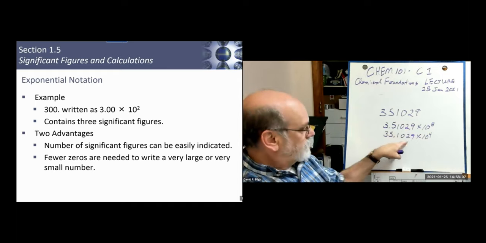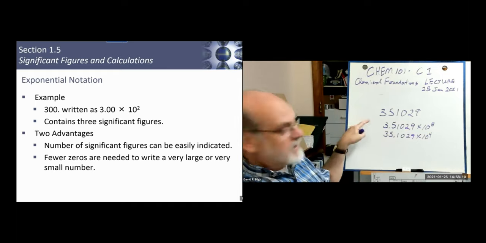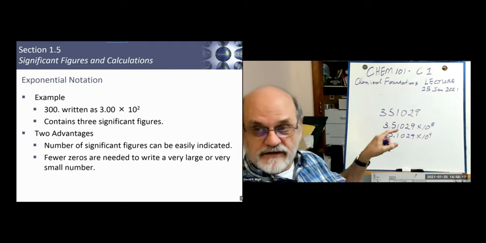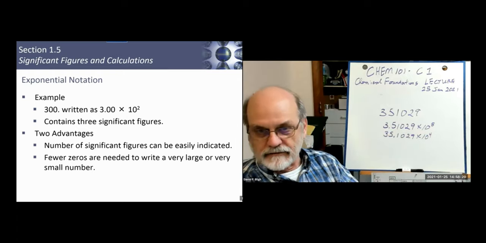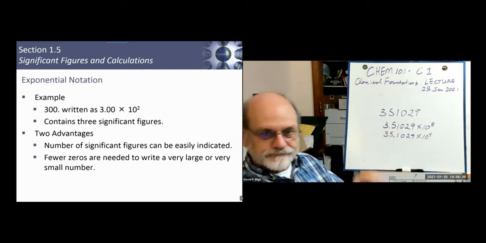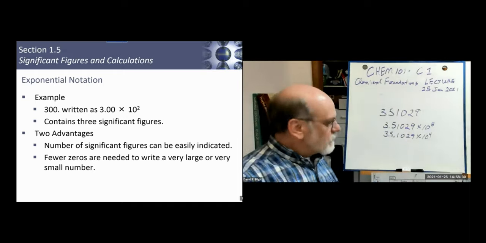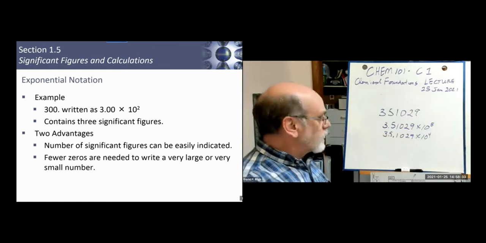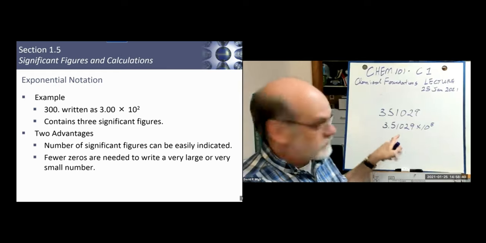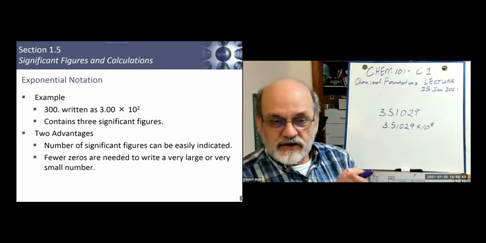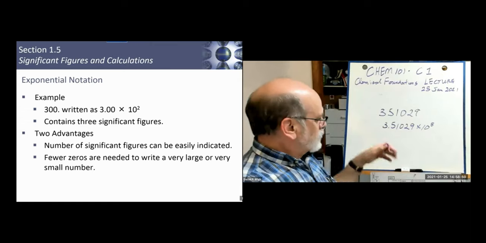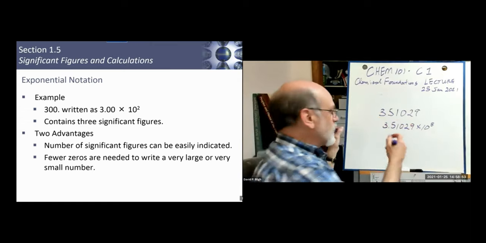But this is exponential notation, and that is scientific notation. What's the difference? Scientific notation says that the coefficient has to be between 1 and 10, right? That one's not scientific because that's 35. It's greater than 10, right? So there are two advantages to writing it this way, and we're going to focus on exponential scientific notation like that. The advantage is you can write very large numbers or very small numbers in a convenient format. So this is a large number. We did it. Let's make a small number.